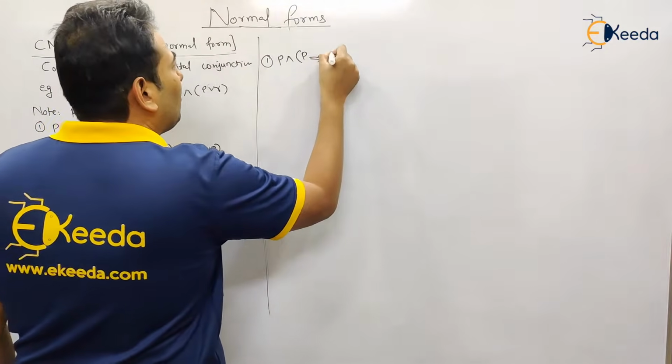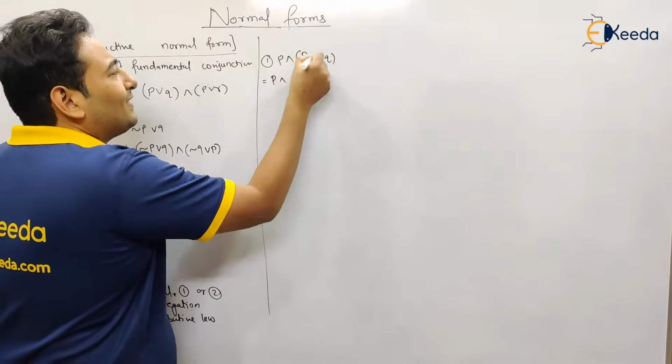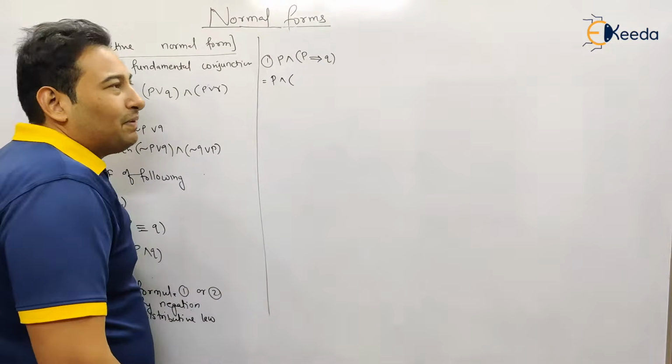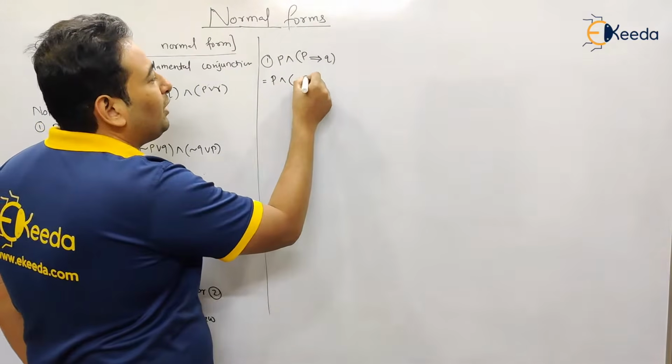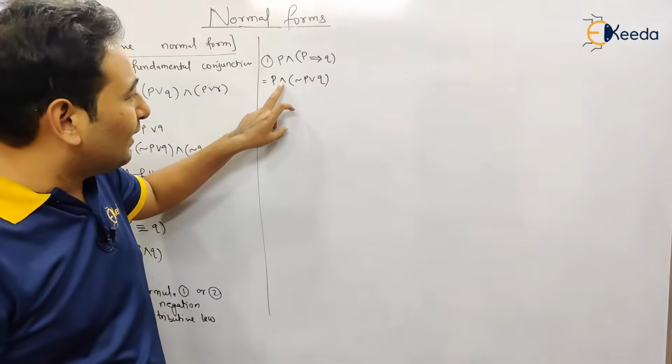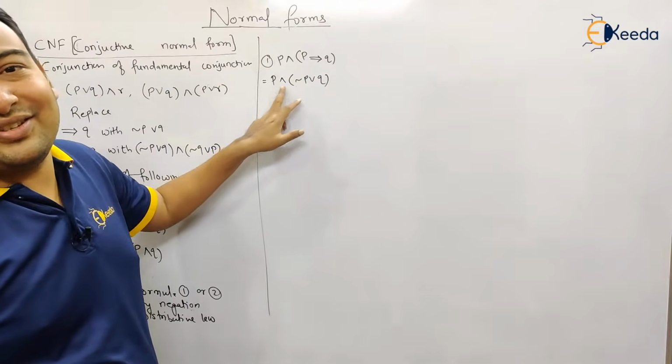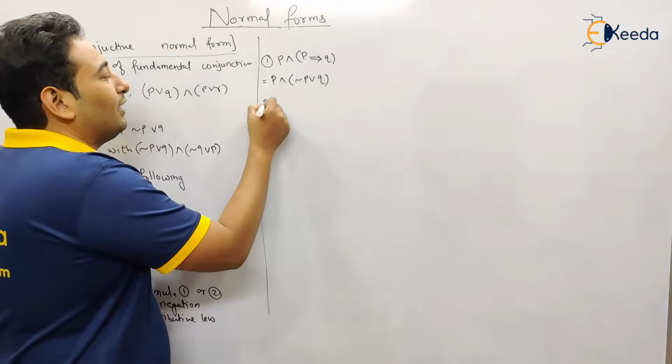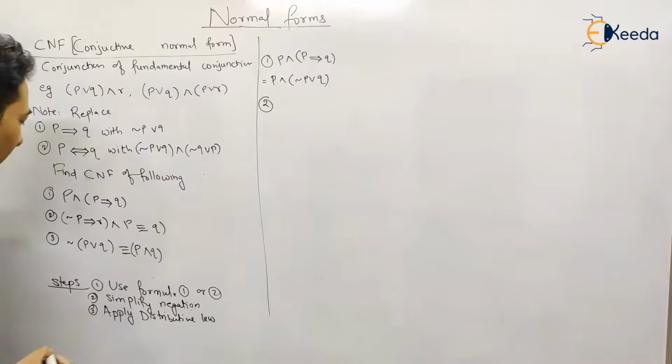So this is my first problem. The first step is to replace this implication with the negation of P or Q, and story over. We got the result in CNF. See here, it's conjunction, in brackets it is disjunction, we got the result. Let's talk about the next example.